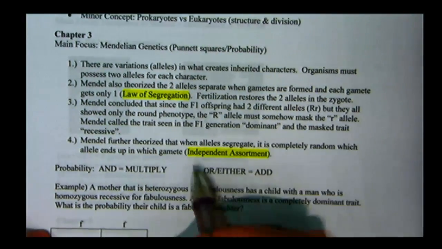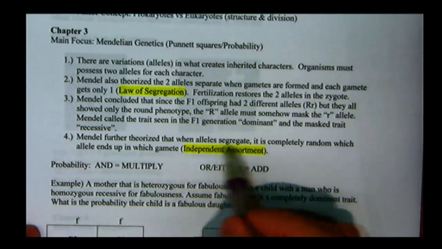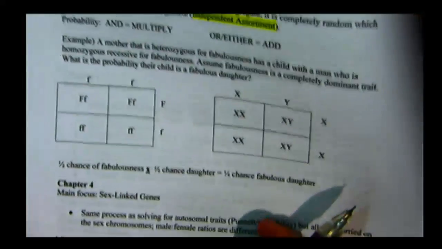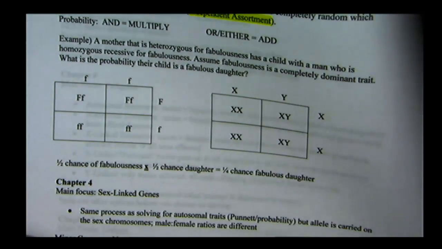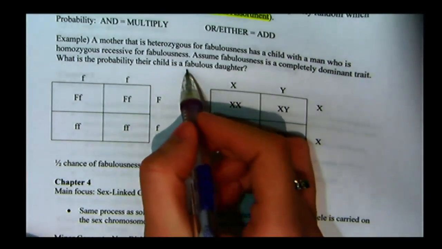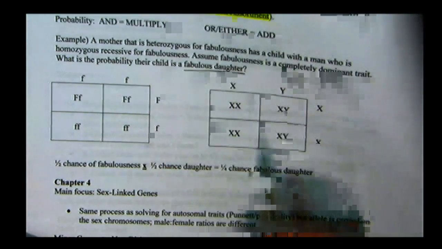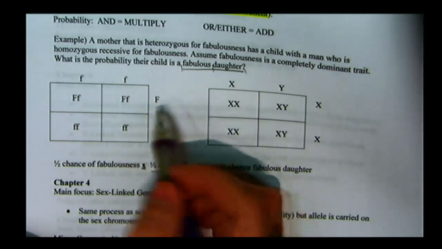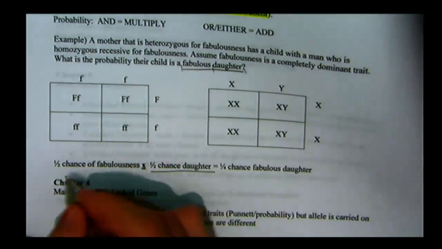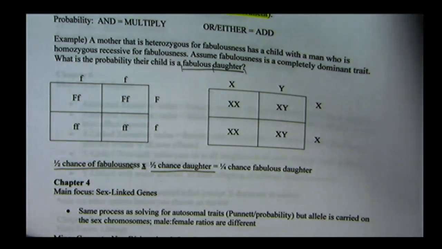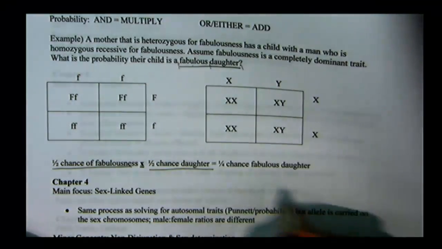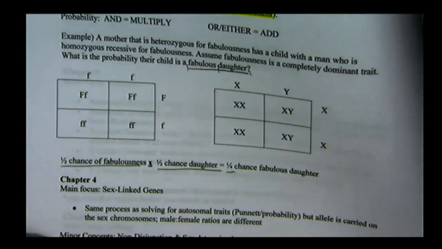Okay, and here I give you an example problem using simple Punnett squares, and then the key thing: you have a 50% chance of getting a son versus a 50% chance of getting a daughter. So always remember, half chance of daughter. When you do your Punnett square here from the information I gave you, it is a half chance of having fabulousness. So when you multiply them, because you want fabulous and daughter, even though it is assumed here, it's a 1/4 chance total.